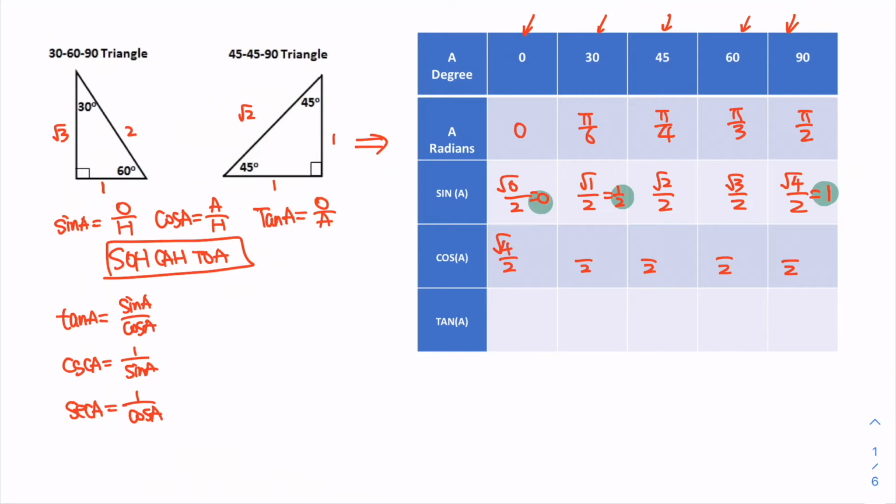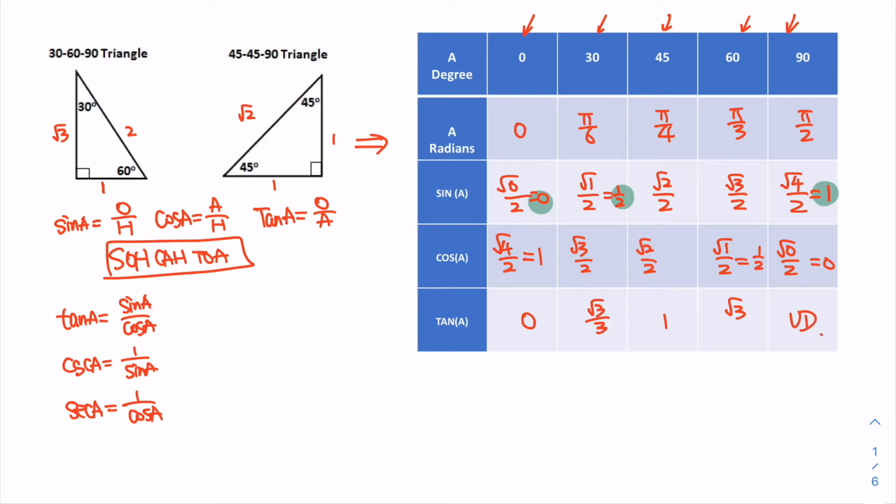Square root of 4, square root of 3, square root of 2, square root of 1, and square root of 0. That's 1, 1/2, and 0. And tangent equals sine over cosine. So this gives us 0, square root of 3 over 3, 1, square root of 3, and undefined.